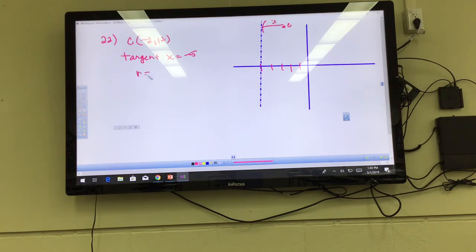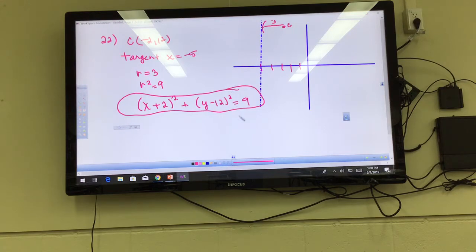So I now have the radius is 3, so r squared is 9. I can write the equation of the circle. X minus negative 2 would be x plus 2 squared, and then plus y minus 12 squared is equal to r squared, which was 9. So this would be the equation of the circle.